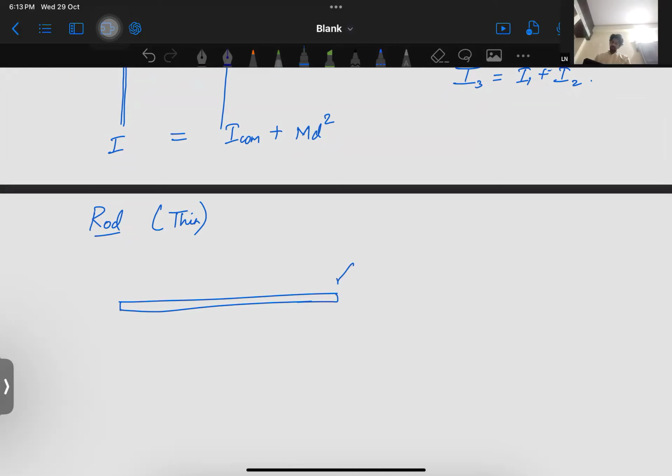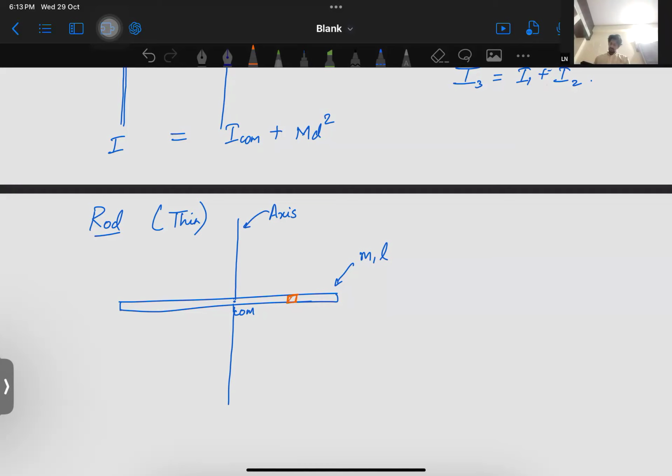And whose mass is given to us as equal to how much? M. Length over here is how much? L. This is the center mass. This is the axis. Fine. This one. And we want to find out the moment of inertia of this one about this axis. Fine.